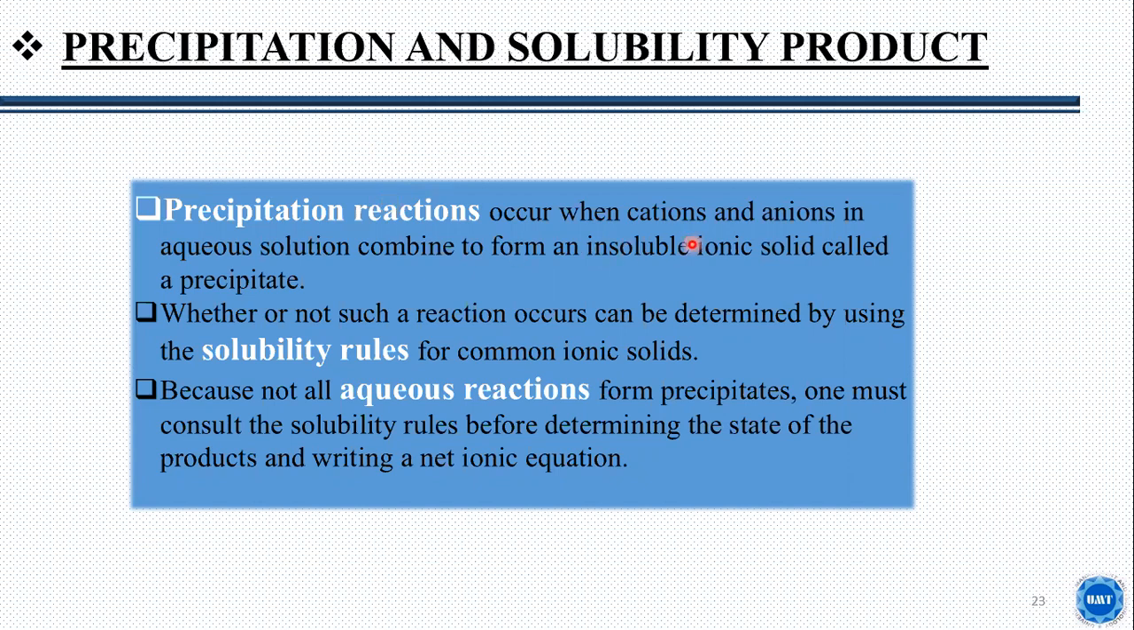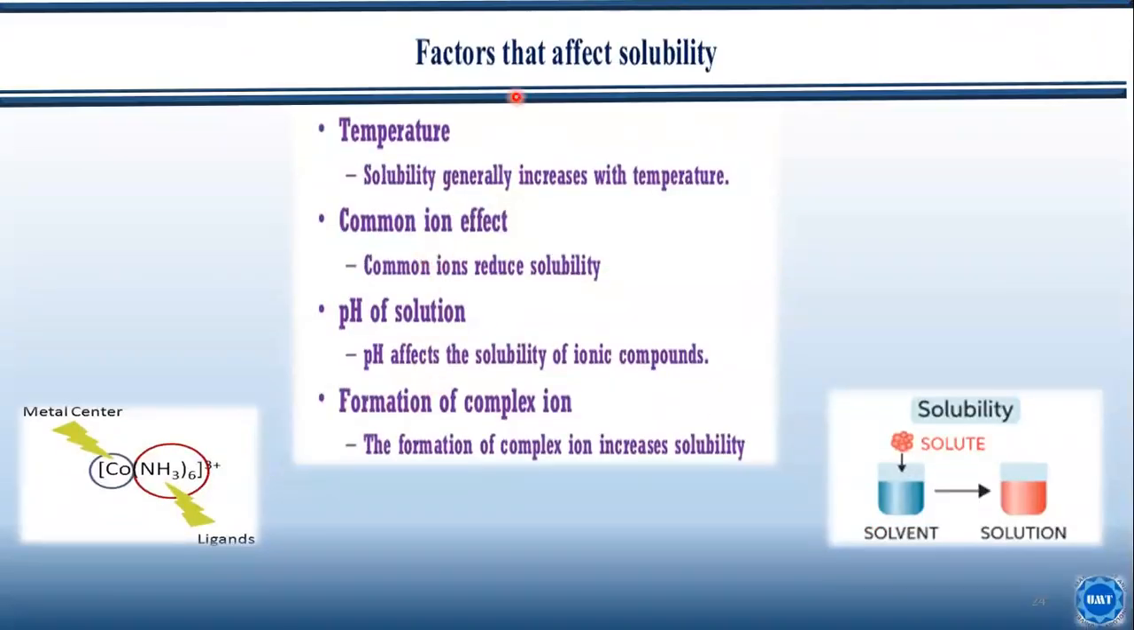The precipitation and the solubility product. Precipitation reactions occur when a cation and an anion in aqueous solution combine to form an insoluble ionic solid, which is called a precipitate. Whether or not the reaction occurs can be determined by using solubility rules, because not all aqueous reactions form a precipitate. One must consult the solubility rules before determining the state of the product and writing a net ionic equation.